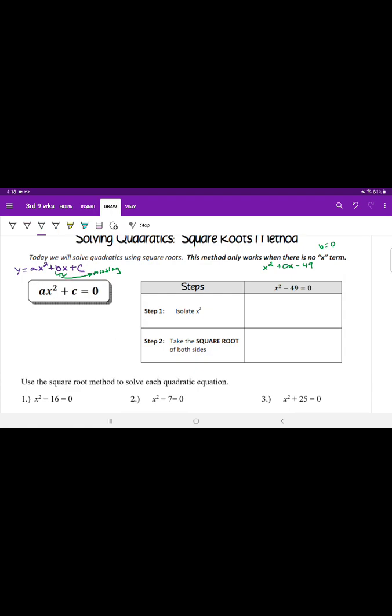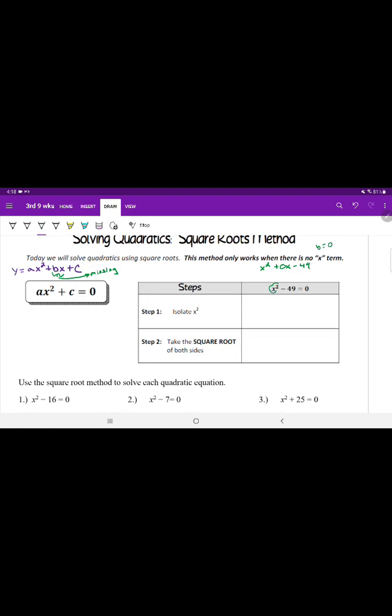We're going to go ahead and solve this. So our first step is to isolate the x squared. That means we need this part here by itself. And the way we're going to do that is we're going to add the 49 to both sides of the equal sign, just like that. So negative 49, positive 49 will cancel. We'll bring down the x squared, and then 0 plus 49 is just 49.